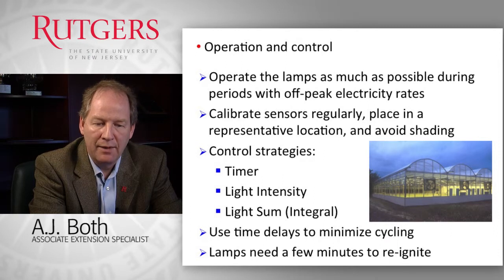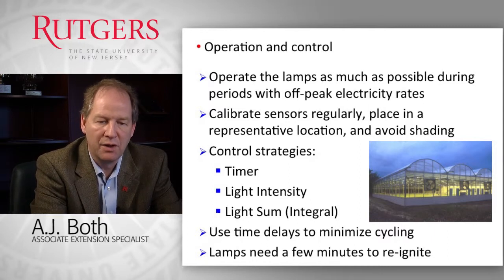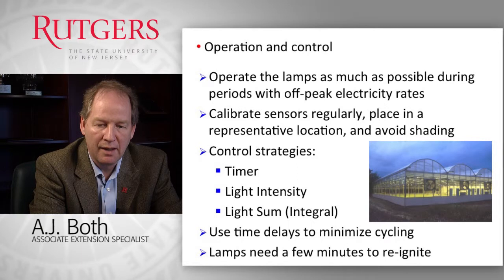Or we can look at, as I mentioned earlier, integral control, where we're trying to provide a certain amount of light throughout a daily cycle. So we track what light is provided by the sun, and then we start lighting at a certain point during the day to try to make up whatever the sun is not providing to meet our target. So there's different ways of controlling the lighting in greenhouses.